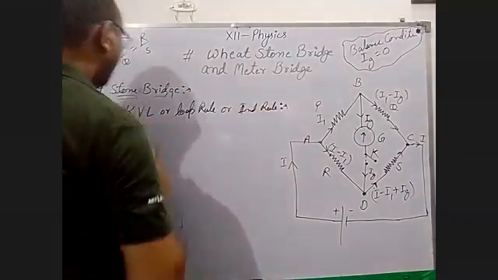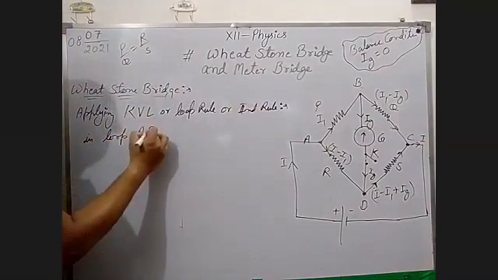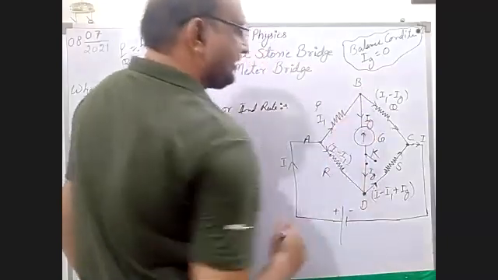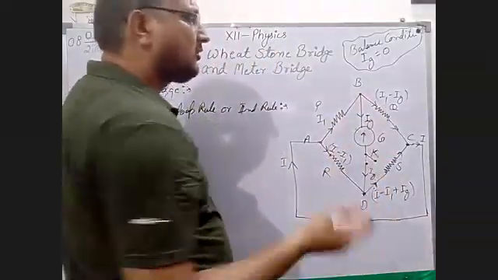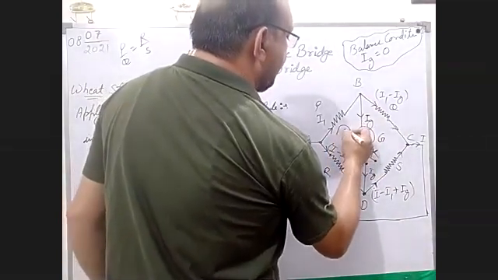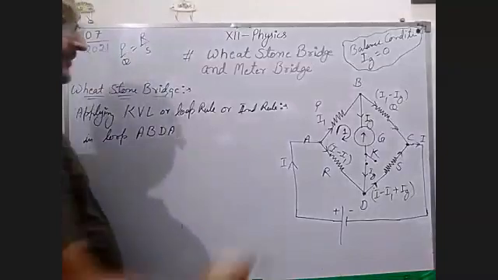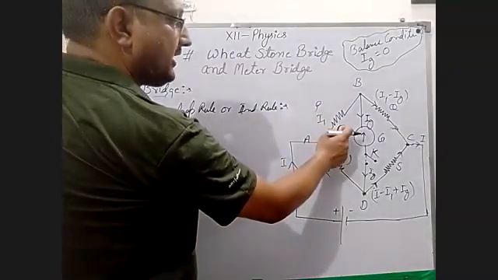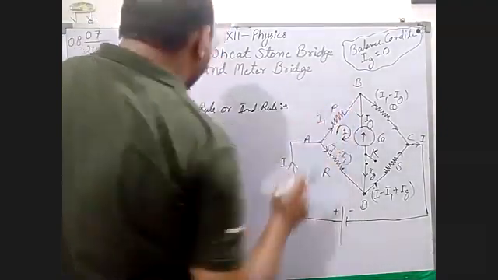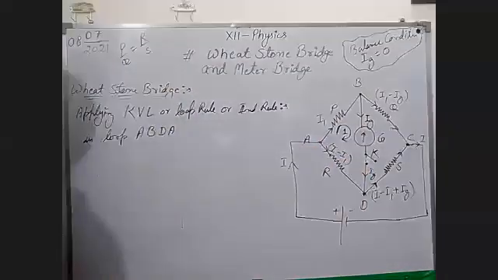Now applying KVL in loop ABDA, only this half section. You can take anticlockwise or clockwise, anything. Suppose we are taking the loop like this, in the clockwise direction. Now I1 in this order, and P is the resistance, so I1 into P gives you voltage. We are starting from A and we will end at point A.